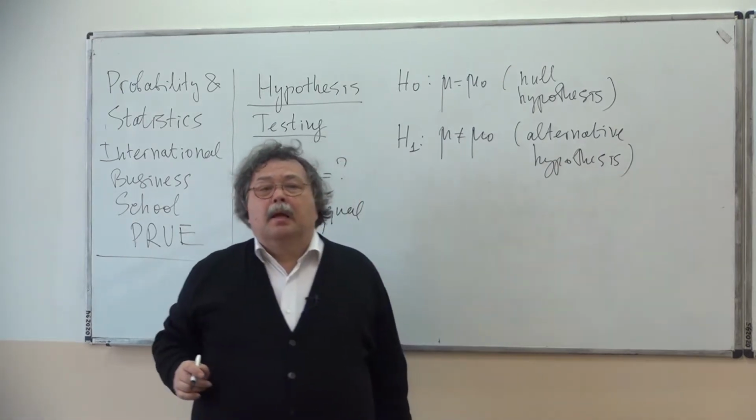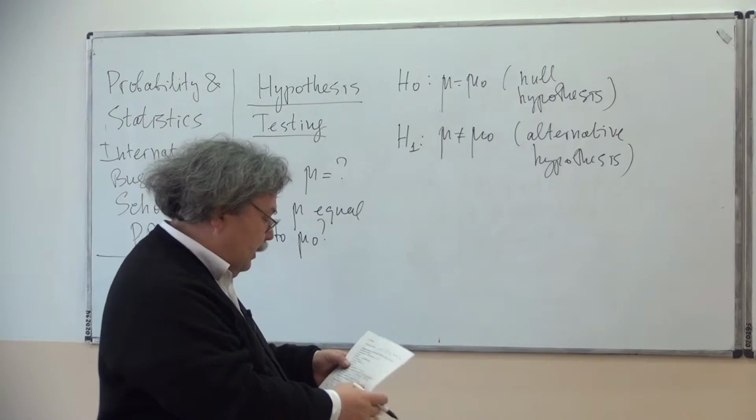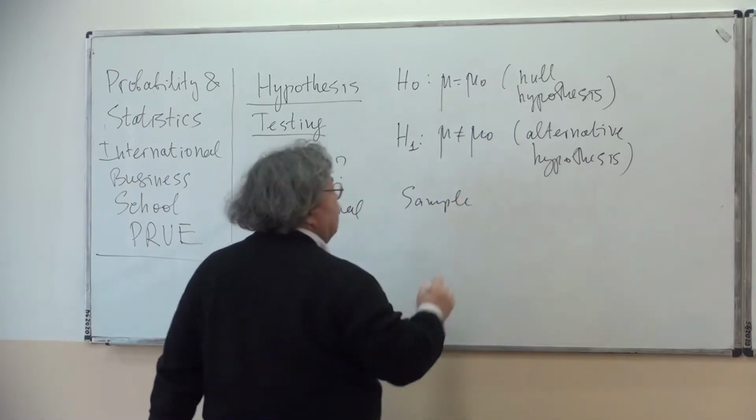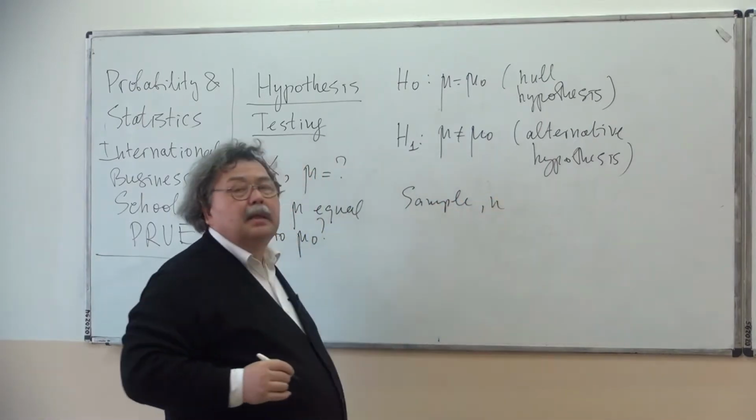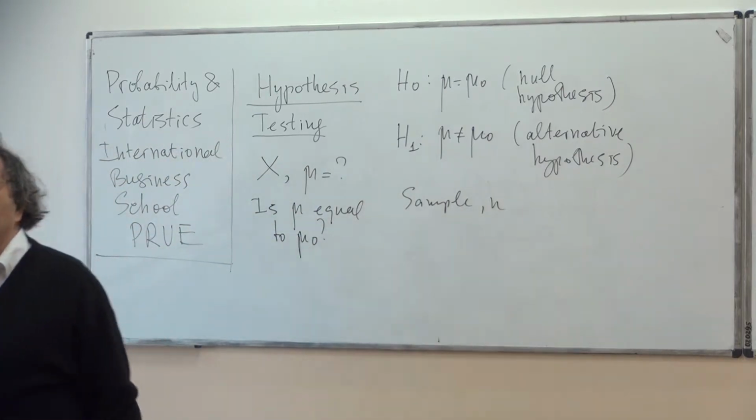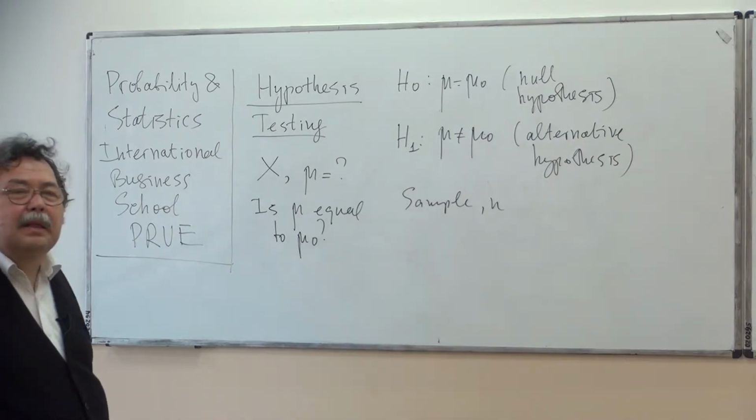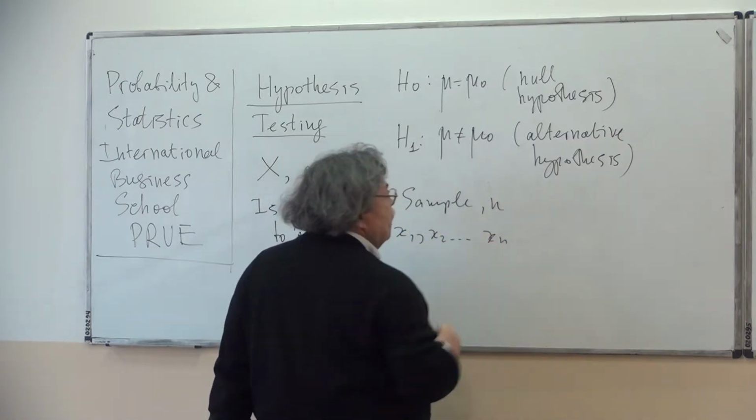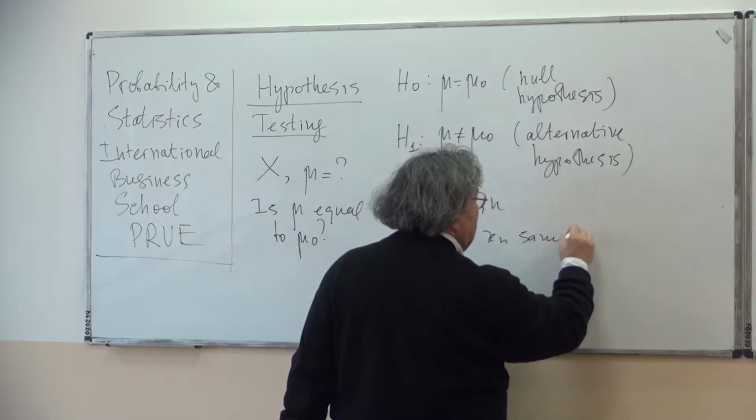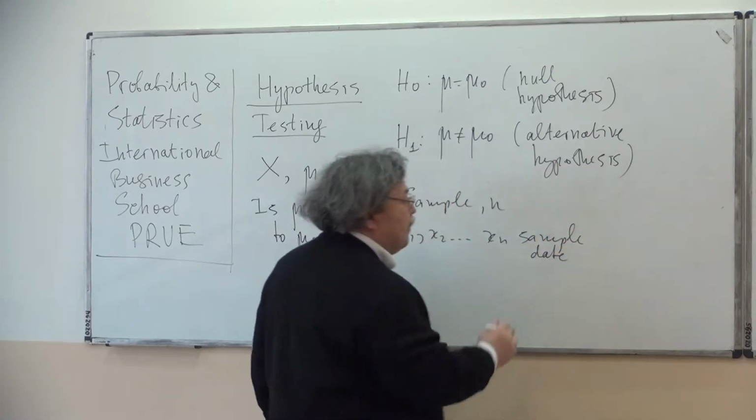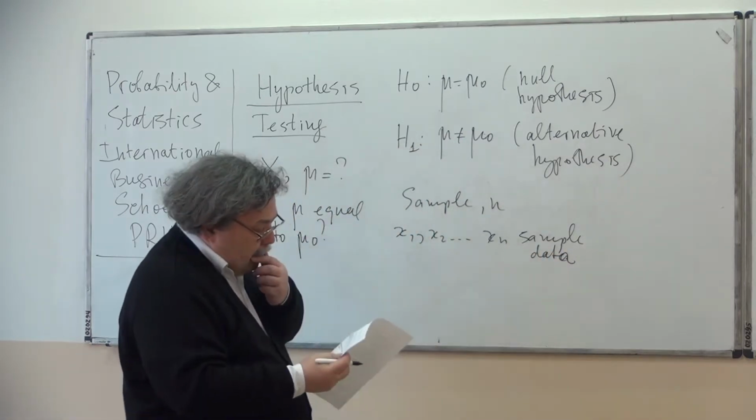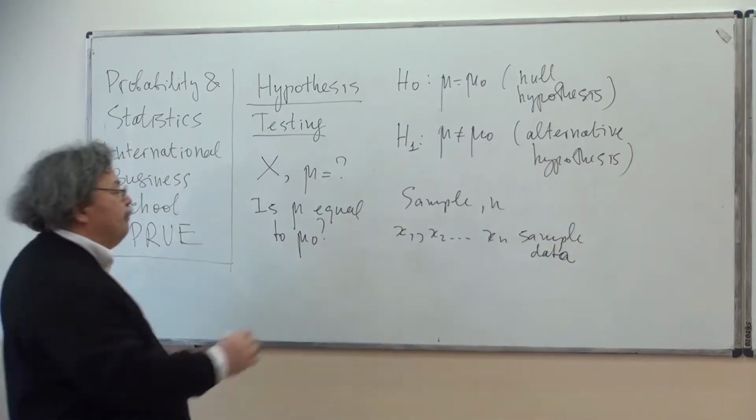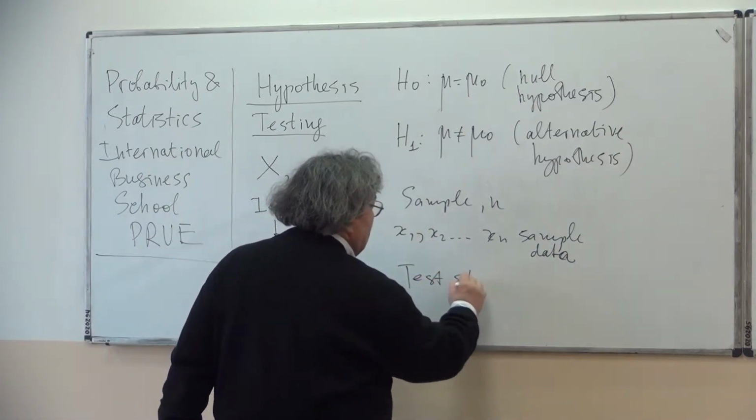Okay. So, how do we approach this problem? We take a sample. This is where we always start. Statistics starts with taking a random sample, and as a result, we get the sample data. All right. Now, the next thing is this. We introduce a test statistic.